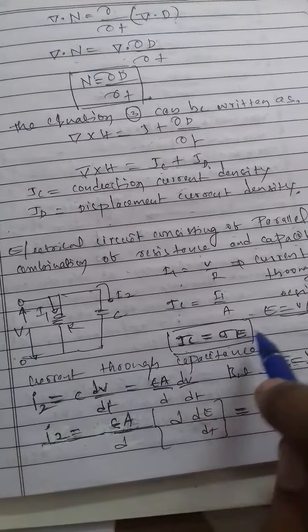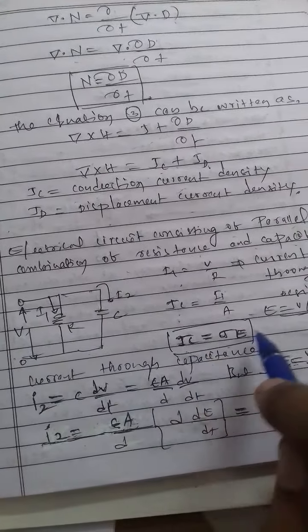So that here Jc is equal to sigma E, from all these parameters. Current through the capacitance is IC is equal to C, where C is epsilon A upon D, but E is equal to V by D. Here epsilon A dE by dt. So that ID is equal to I2 upon A is equal to epsilon dE by dt.